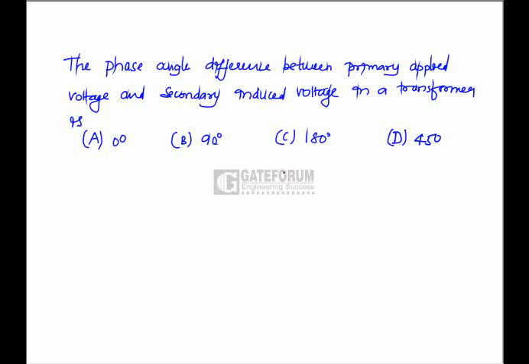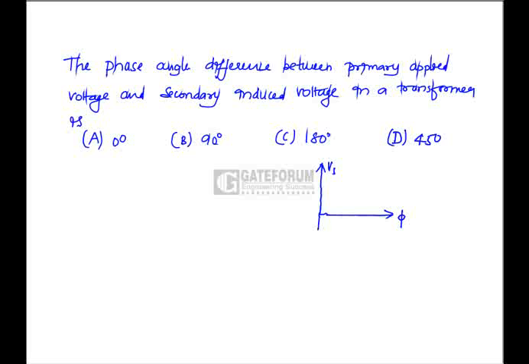The phase angle difference between primary applied voltage and secondary induced EMF in a transformer is. First, draw the phasor diagram of a transformer. Let us take this as flux. And what will be the applied voltage? Applied voltage, let us take on primary is V1. This will be the V1.